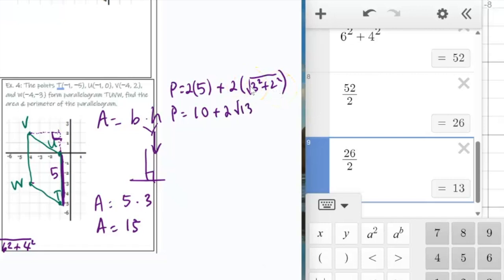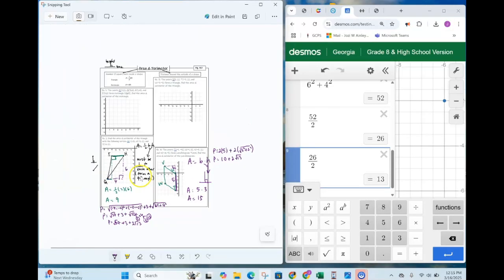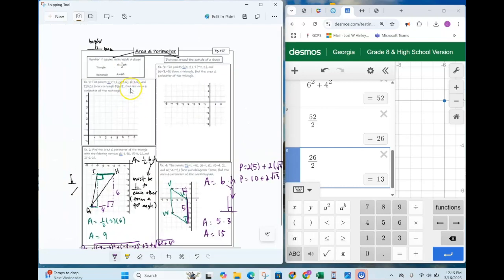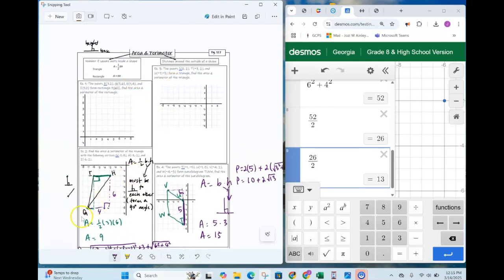And can 13 break down? It cannot. So that is my perimeter because I cannot combine 10 with a radical. So again, remember, for me to add and subtract, they must be the same number under the radical. And that's the perimeter. Let's practice. So you're doing the perimeter for example 1 and example 3. Let's practice.